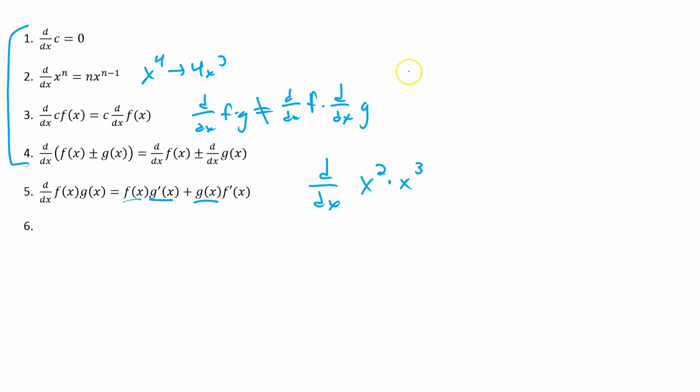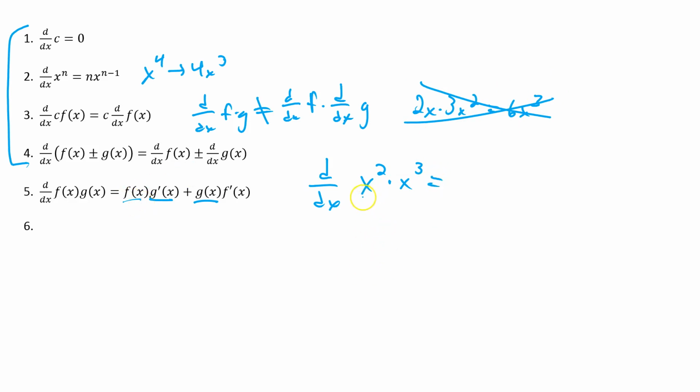If you do the derivative of x squared, that's 2x. Derivative of x cubed, that's 3x squared. Multiply them together, you get 6x to the third. But look at this. This is x to the fifth, right? Derivative should be 5x to the fourth. Those are not the same. So this doesn't work. So let's try it with the formula that we have here and see if it works.